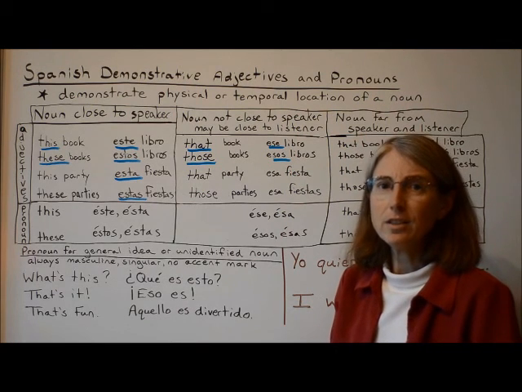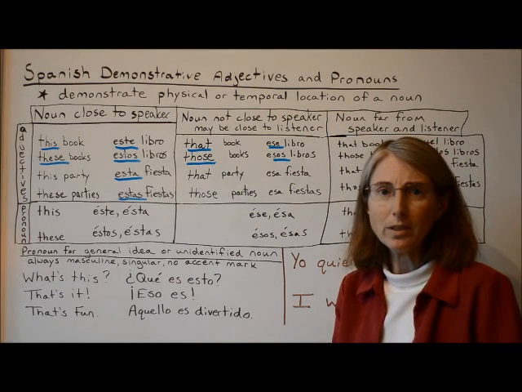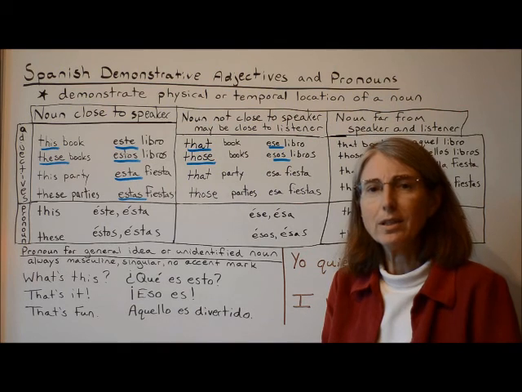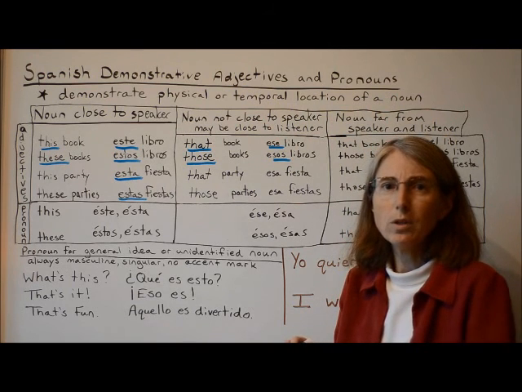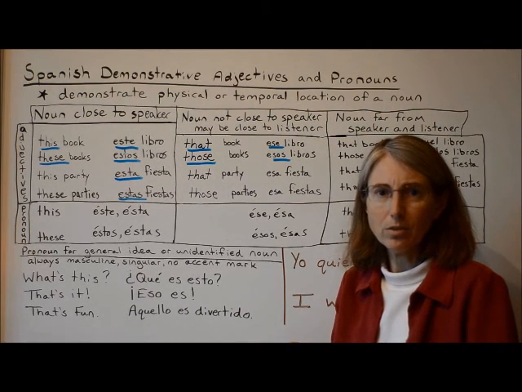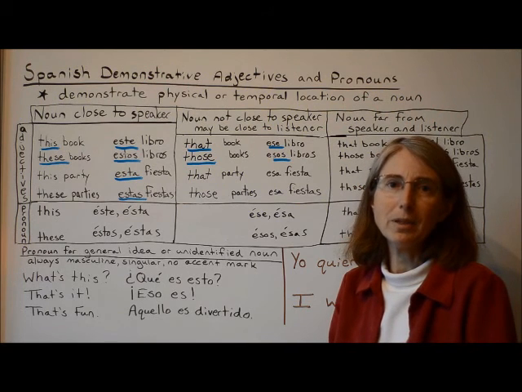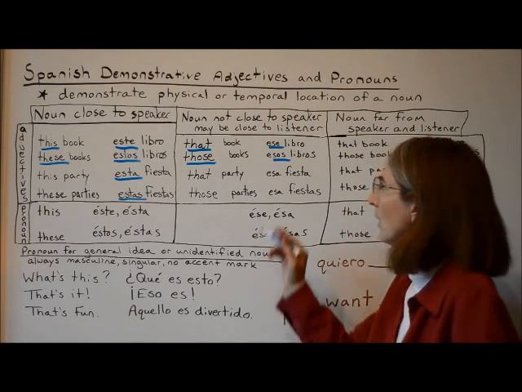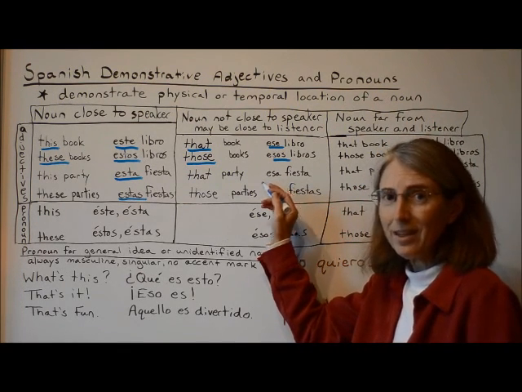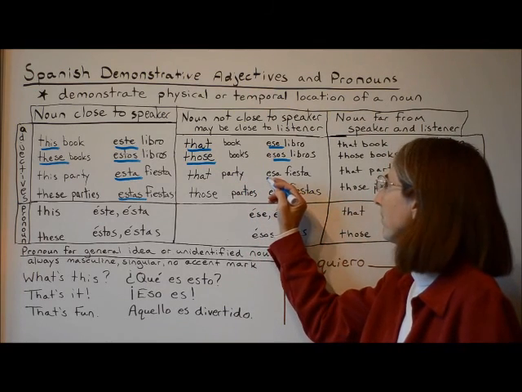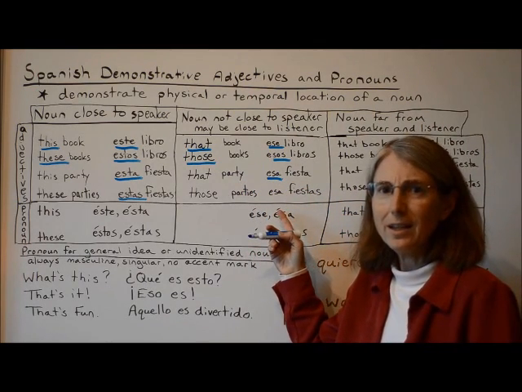Again, these adjectives agree in gender and number with the nouns they modify, so that in Spanish we have 4 demonstrative adjectives for the masculine, feminine, singular, and plural versions. Esa fiesta, that party. Esas fiestas, those parties.